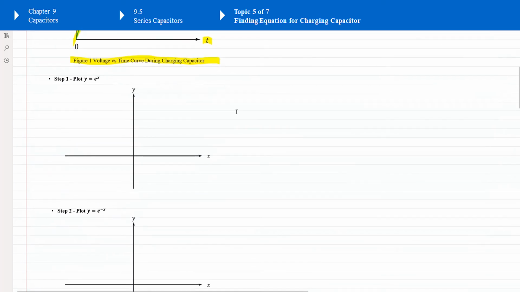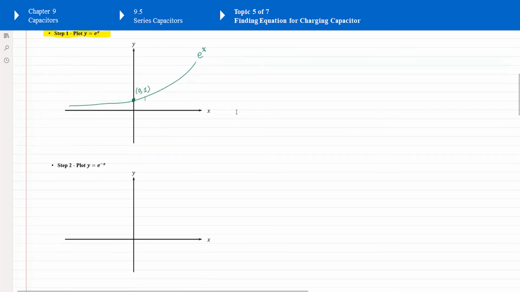First, let's plot an exponential function. Step one, plot a function y equals e to the power of x. The y-intercept is when x equals 0. y equals e to the power 0, which equals 1. Step two, draw the curve for y equals e to the power negative x. The y-intercept is still x equals 0 and y equals 1. Flip the previous curve with respect to the y-axis to get this curve.